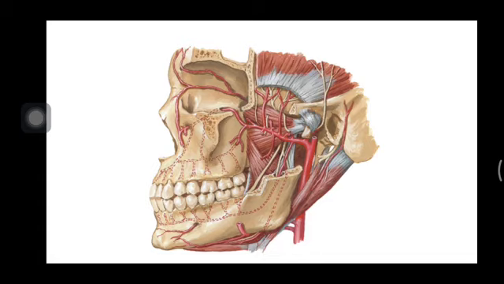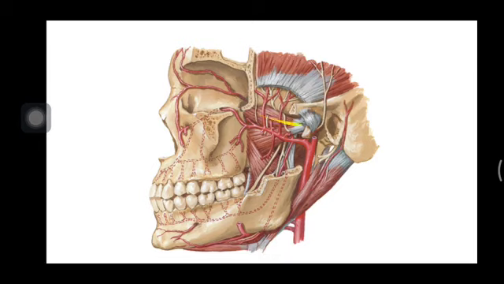It arises by two heads, upper and lower. The upper head arises from the infratemporal surface and infratemporal crest of the greater wing of the sphenoid bone. The lower head arises from the lateral surface of the lateral pterygoid plate.